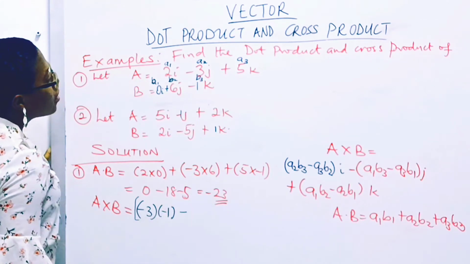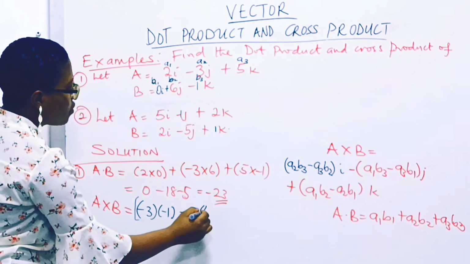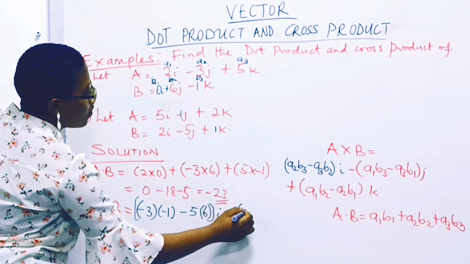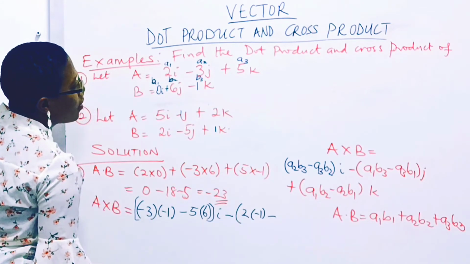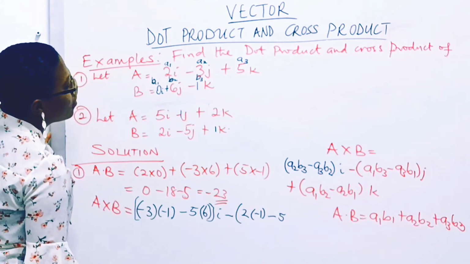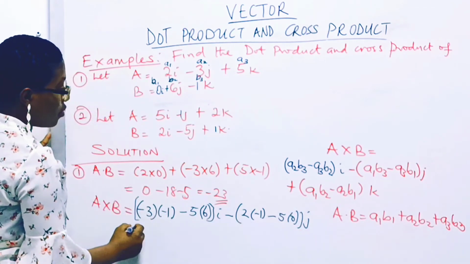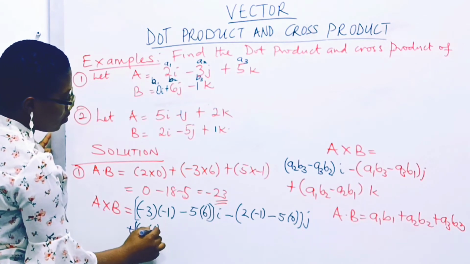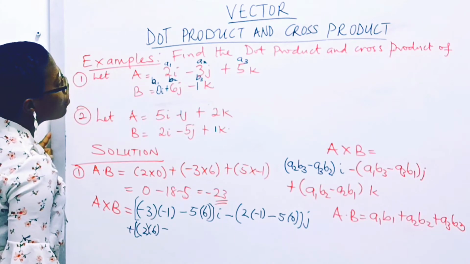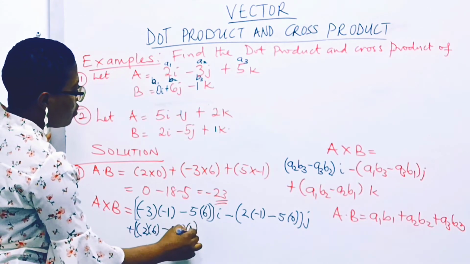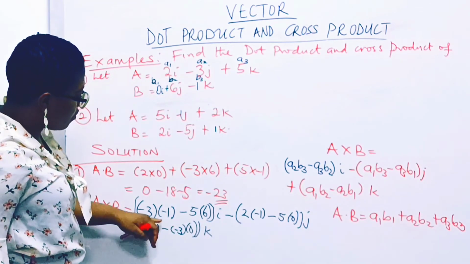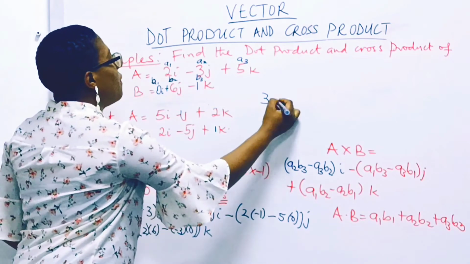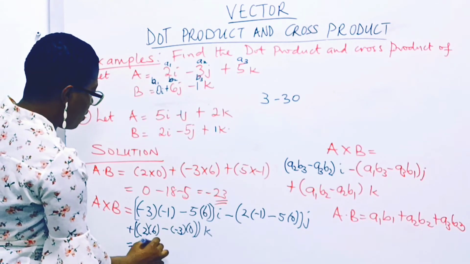Minus A3, which is 5, times B2, which is 6. I, right? Minus A1, 2, B3, minus 1. Minus A3, 5. Minus B1, 0. Plus A1, 2, B2, 6, minus A2, minus 3, B1, 0. Okay, so we are just going to do this. We have 3, minus 3 times minus 1 is 3, minus 5 times 6, minus 30. So we have minus 27. So this is minus 27i.